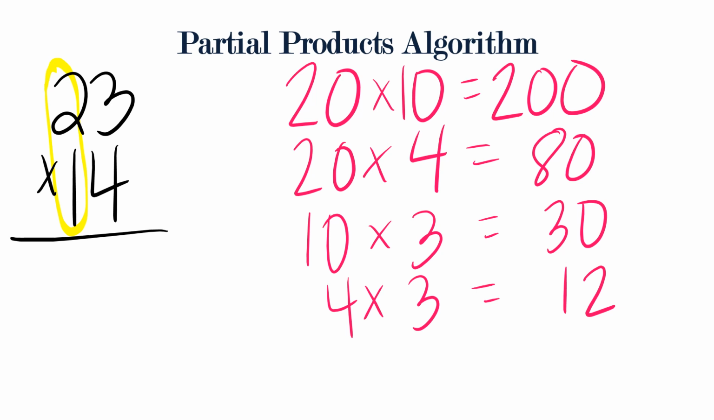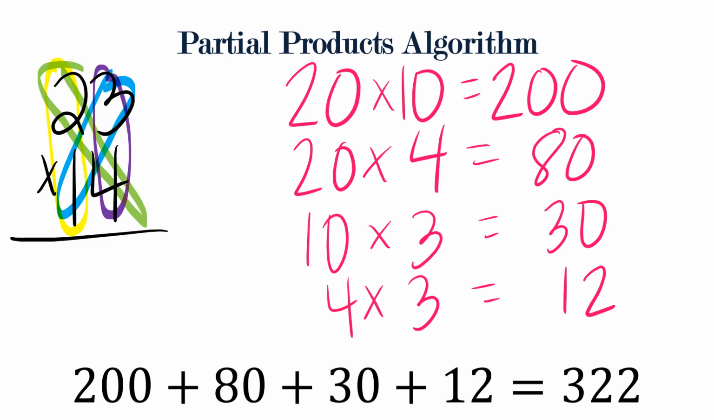All right, then we said 2 times 4. Then we did 1 times 3. Then lastly we did 4 times 3. So we're multiplying every possible combination. All right, then we're going to add those up. 200 plus 80 plus 3 plus 12 gives us our total. Or excuse me, I think I said 3. I meant to say 30. 200 plus 80 plus 30 plus 12 gives you 322, which is the product.